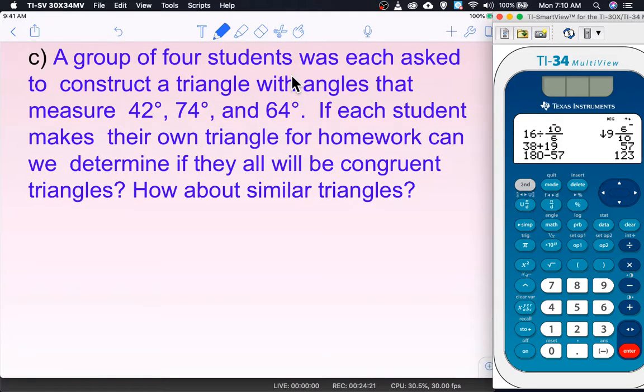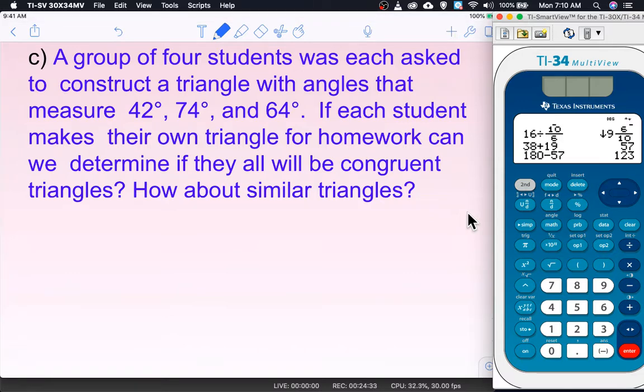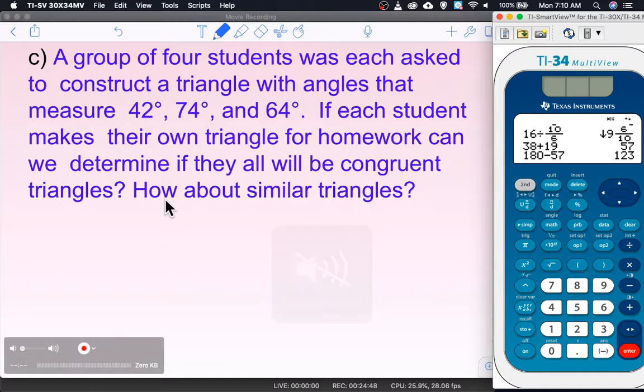Letter C. A group of 4 students was each asked to construct a triangle with angles that measured 42, 74, and 64 degrees. If each student makes their own triangle for homework, can we determine if they all will be congruent triangles? So if each of these kids made their own triangles and brought them in, would they all be congruent, or would they all be similar?